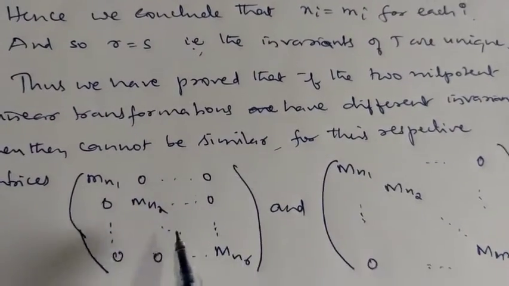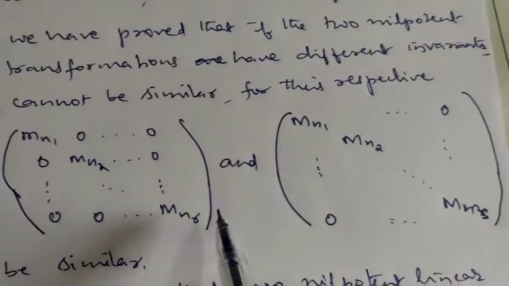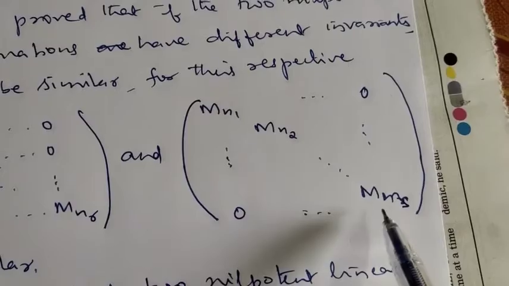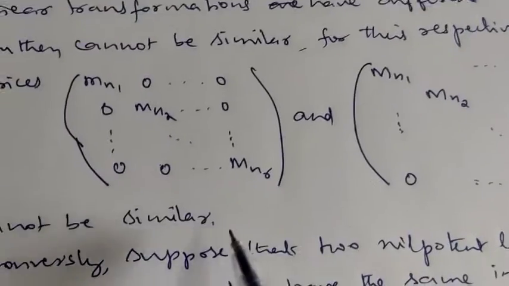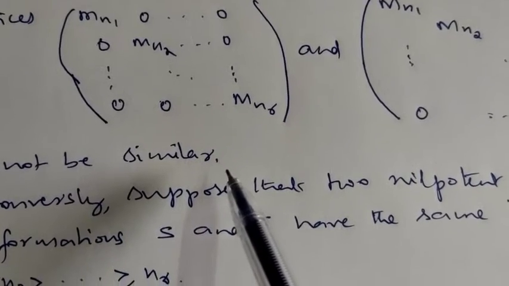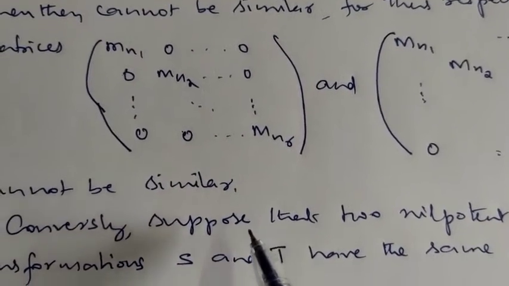for their respective matrices, these, Mn1 0 0 etc., 0 Mnr, and Mm1, Mm2 etc., Mms, these cannot be similar. These cannot be similar. Do you understand this? So, these cannot be similar.